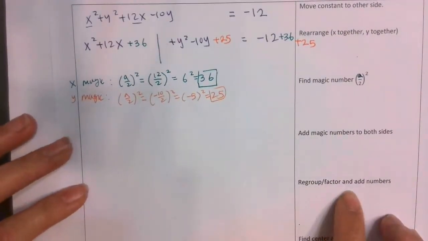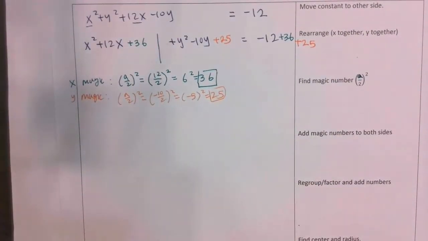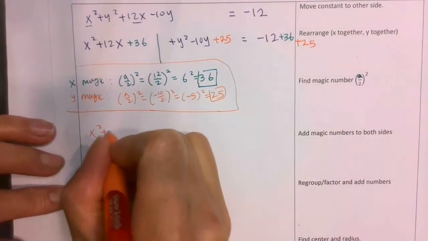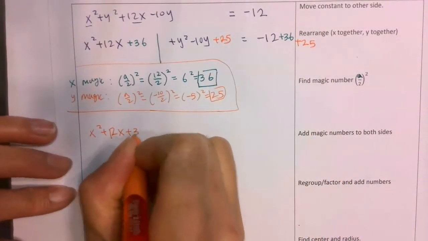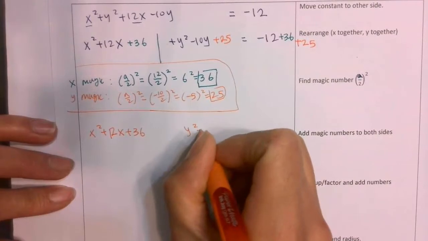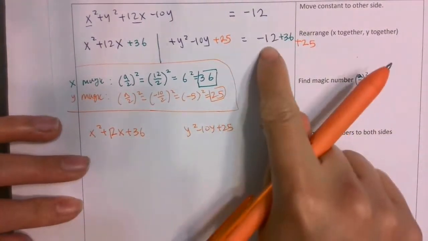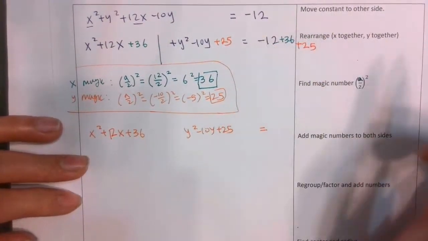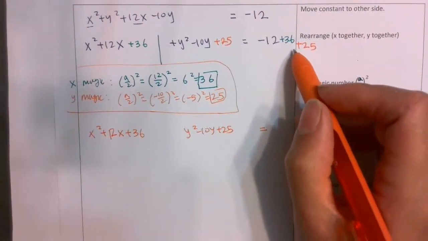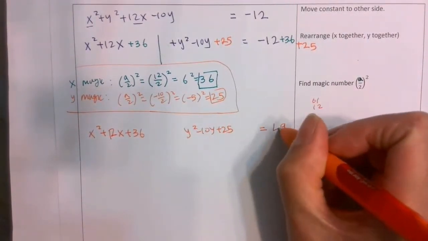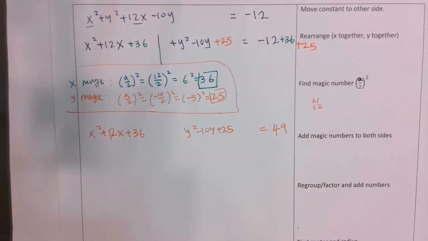Now it says regroup and factor and add numbers. So let me just rewrite it over here. X's are x squared plus 12x plus 36. Y's are y squared minus 10y plus 25 is equal to, let's go ahead and add all these three together. What is it? 61 minus 12 is 49. Yeah, 49. And then we're going to factor both x and y.